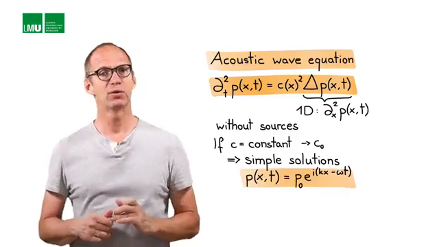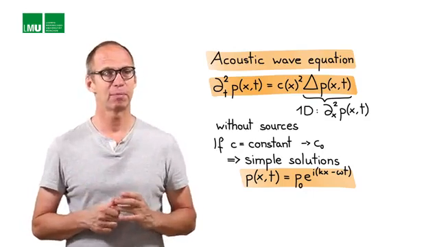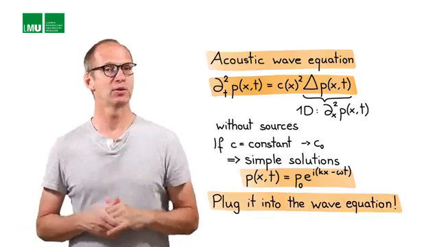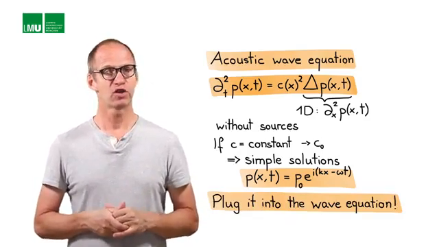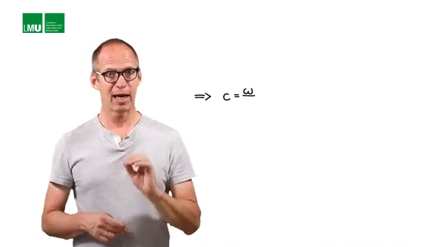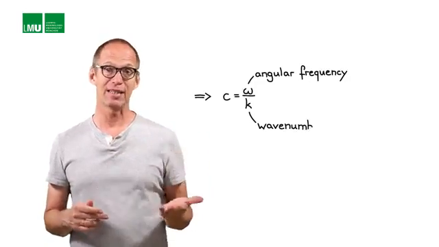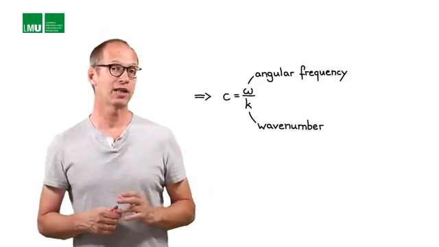Now I would like you to just take a pencil and paper and see what happens if you go into the equation with this trial solution. Surprise, surprise. Well, you've encountered something that we've seen before. You basically end up simply with the relation between wave number k, angular frequency omega, and the phase velocity. So c equals omega divided by k.